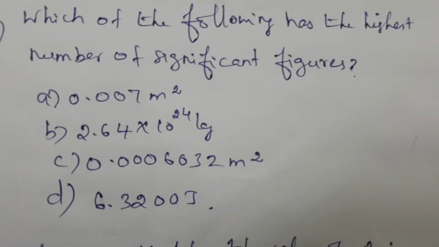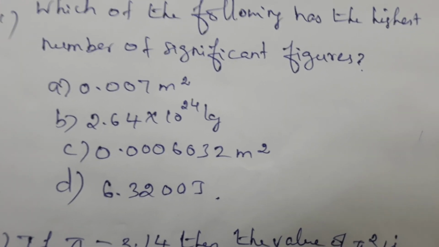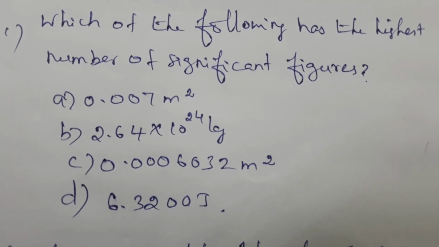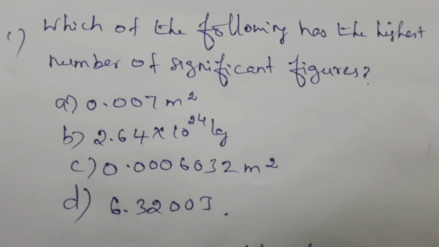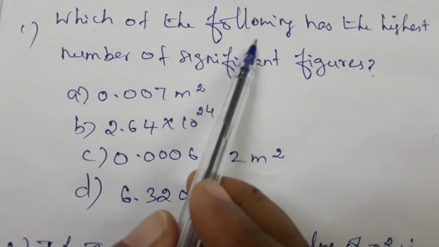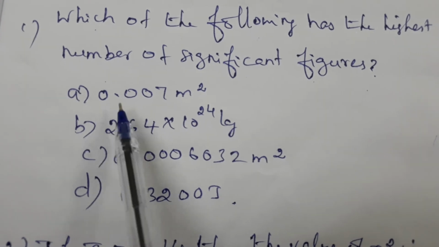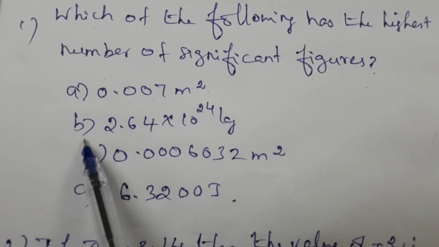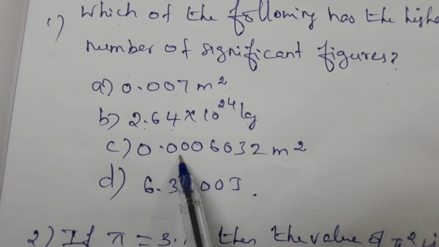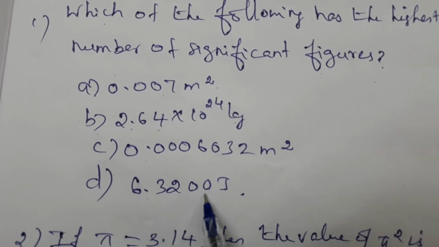Students, in today's class we have discussed the significant figures as well as rounding off, then arithmetical operations with the significant figures. So I am giving the homework. Try to do this problem. Which of the following has the highest number of significant figures? A. 0.007 meter square. B. 2.64 times 10 power 24 kilogram. C. 0.000632 meter square. D. 6.3200 joule.